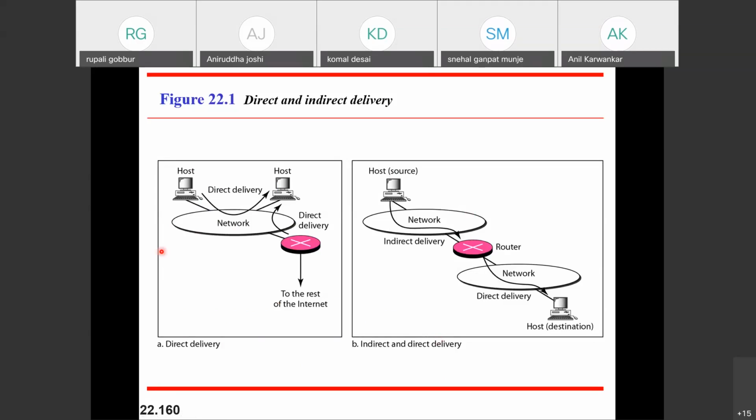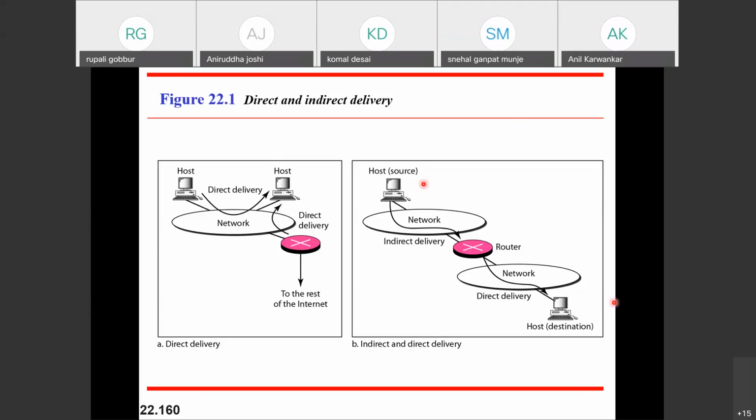See here, direct delivery: a host and another host are part of the same network. This particular network is getting connected to the rest of the internet with the help of the router. That will provide us the direct delivery configuration. The indirect and direct delivery.